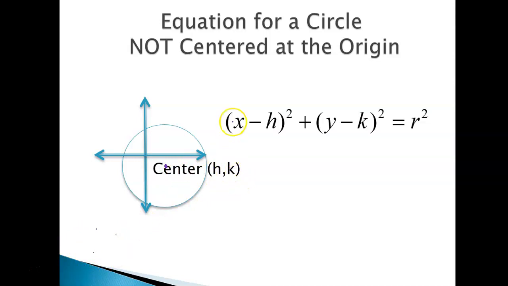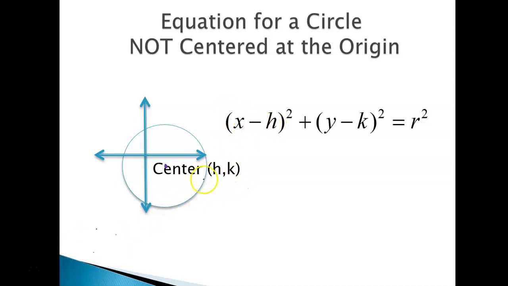This circle is not centered at the origin. The center of this circle is somewhere in here, right? So let's look at what the equation looks like here. We call the center h, k. That means the x value of this point is h and the y value is k. And the equation looks like this.